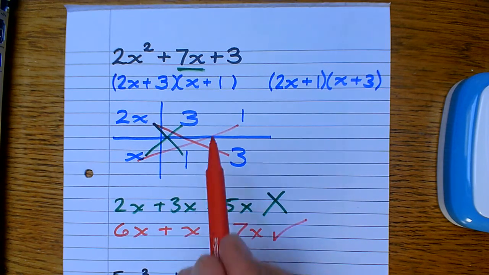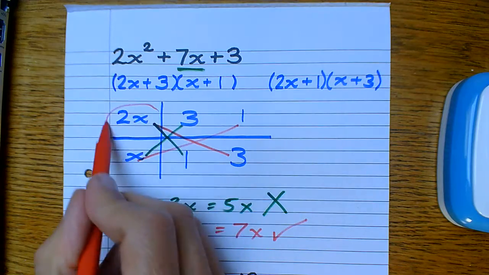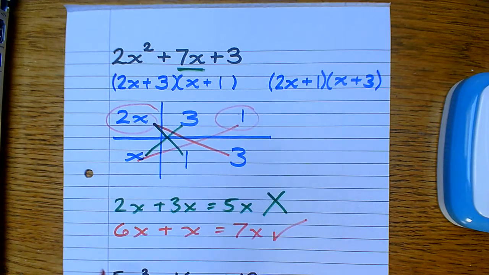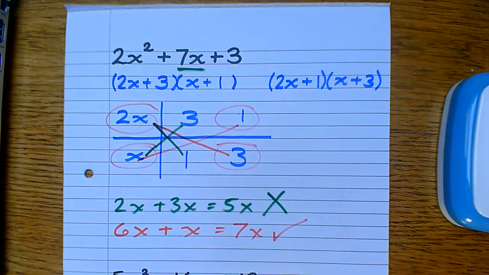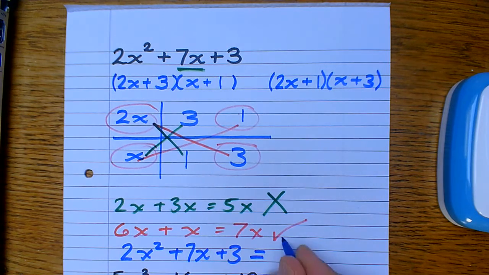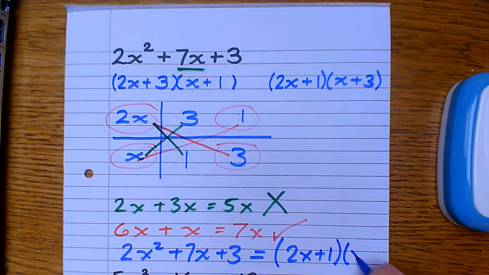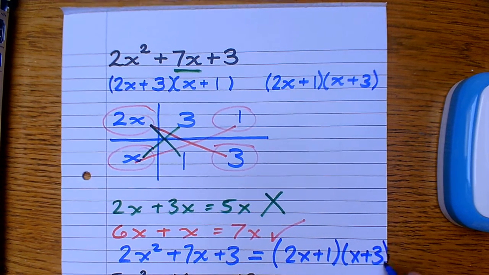So, what we've got here is we will use the 2x plus 1 for our first bracket, and we'll use the x plus 3 for our second bracket. So what we've managed to do is we've managed to work out that 2x squared plus 7x plus 3 is equal to 2x plus 1 times x plus 3. Okay?